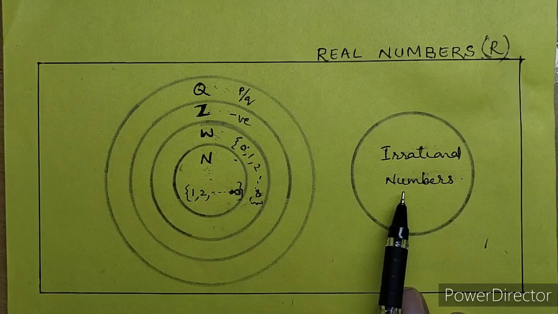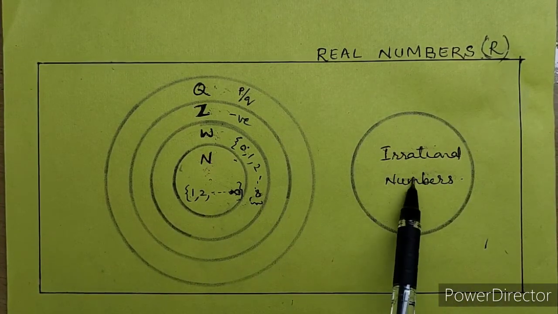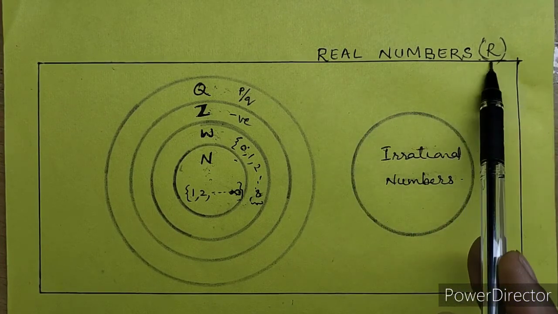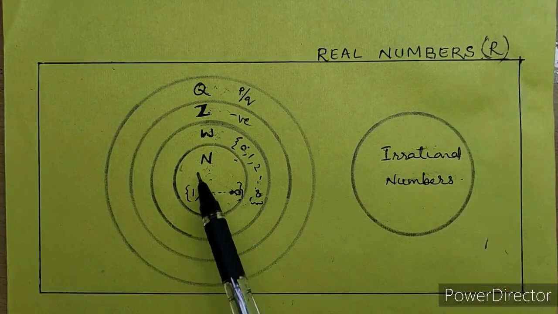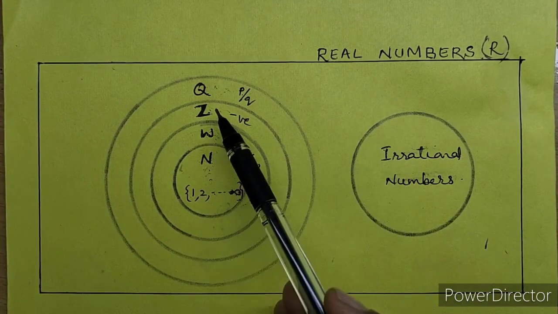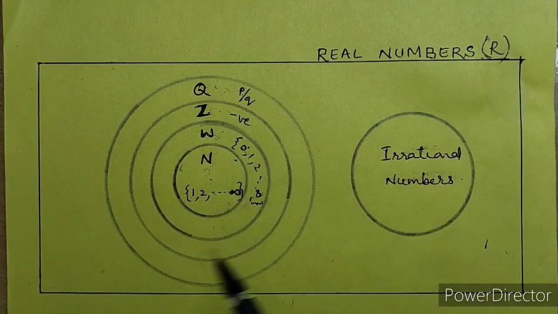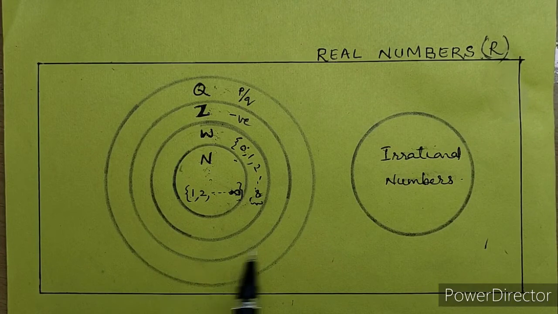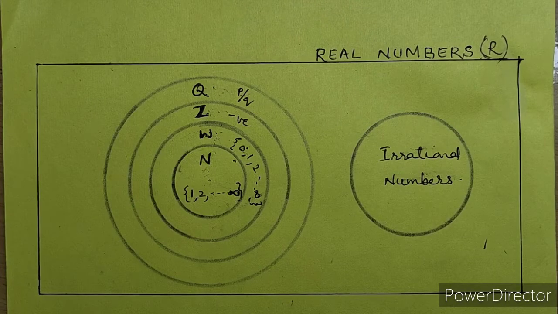Next comes real numbers. All rational numbers and irrational numbers together form real numbers. That means this rectangle represents real numbers, represented by capital letter R. Natural numbers, whole numbers, integers, rational numbers and irrational numbers together form real numbers. Any real number can be represented on a number line. In previous classes you have learned that each and every point on the number line represents one number. Every real number is represented by a unique point on the number line.